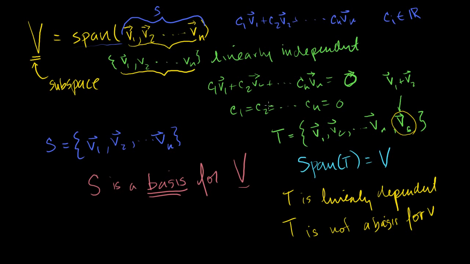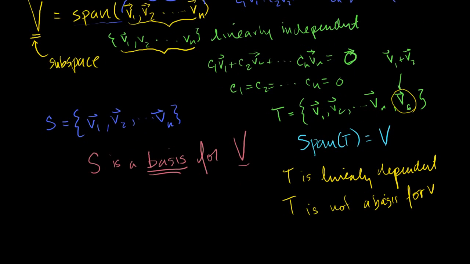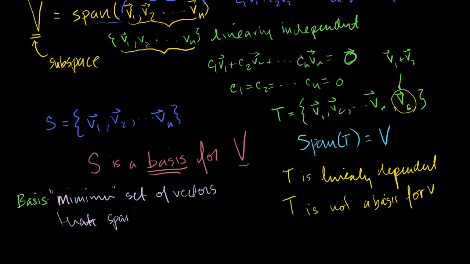And I showed you this example because the way my head thinks about basis is, the basis is really the minimum set of vectors that I need, and I'll write this down. This isn't a formal definition, but I view a basis as the "minimum" set of vectors that spans the space that it's a basis of, spans the subspace. I put it in quotes because I haven't defined that.